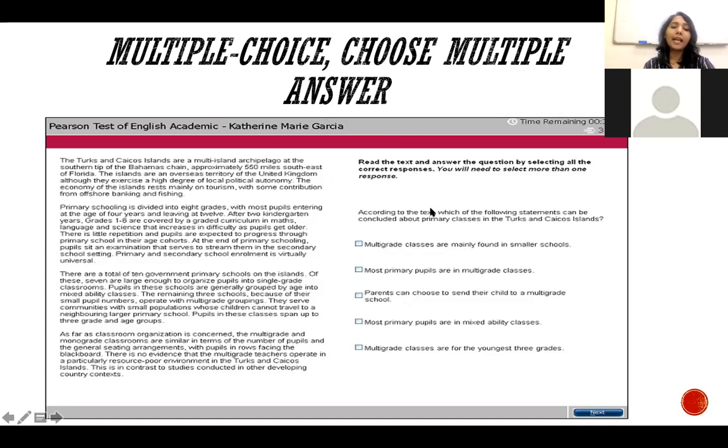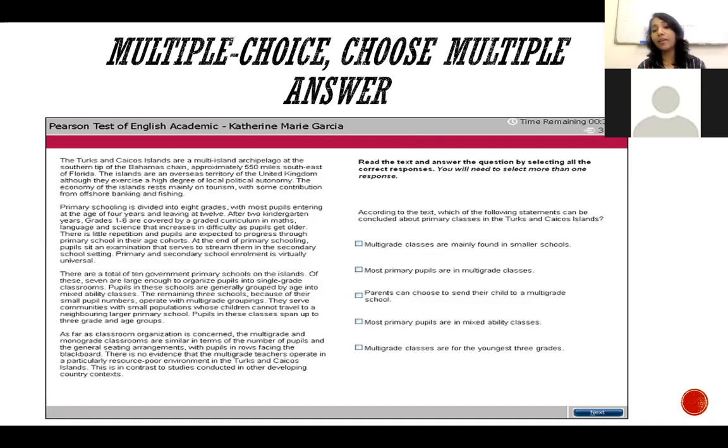The same way that we answer this. Here your reading passages are a little bigger, a little longer than your single answer passages. Your single answer passages are quite short, quite small. It's easy to locate your answer. But for multiple choice, multiple answer, your reading passages are also a little bigger.